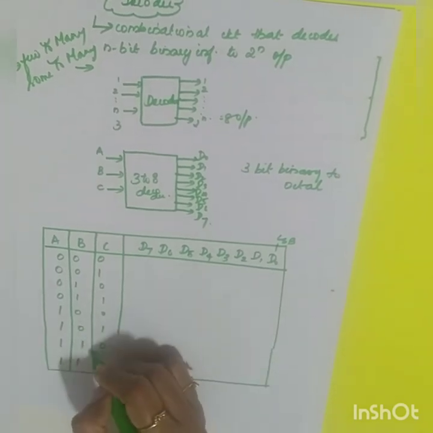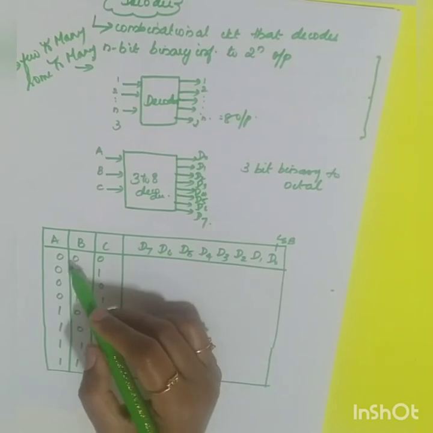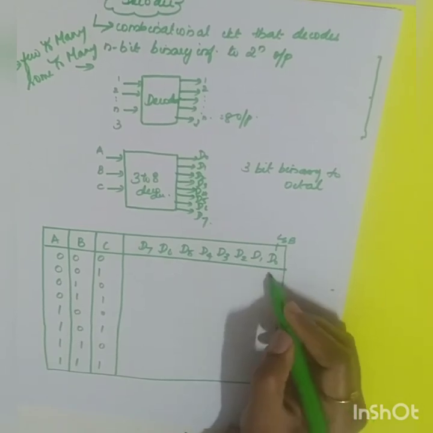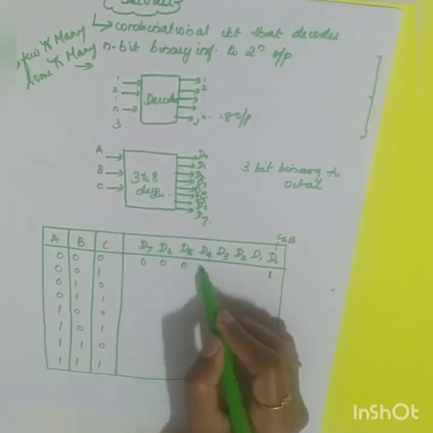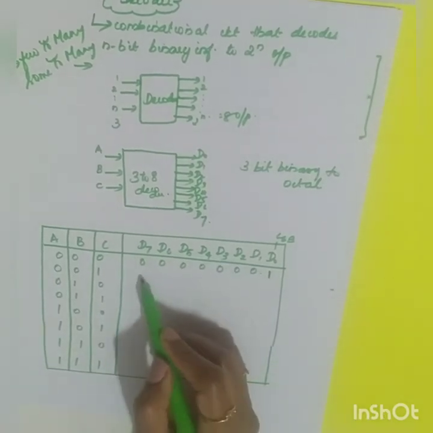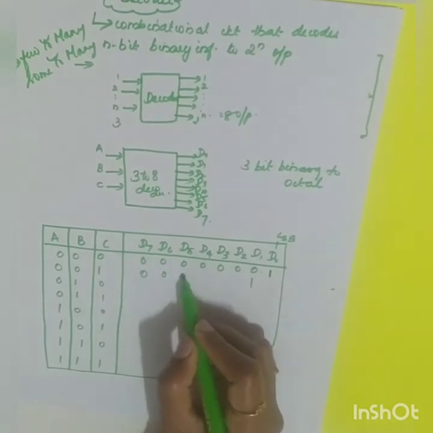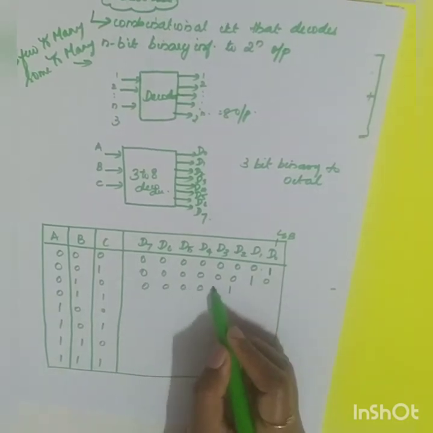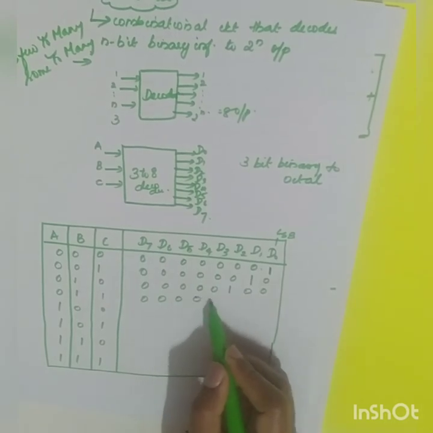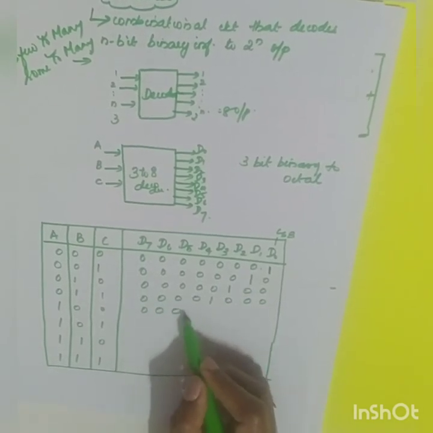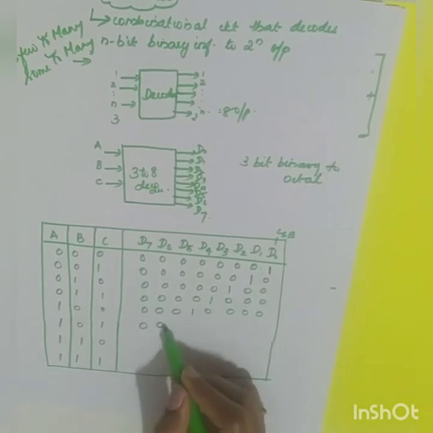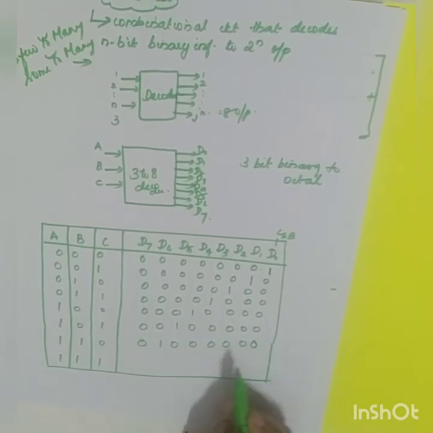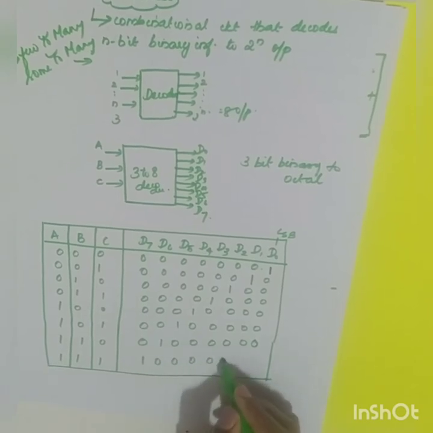So this is going to be your input. What will be your corresponding output? When you have the input binary code as 000, what will you get? Your LSB will be enabled, right? Data D0, 8 bits. In the case of 001, D1. All others will remain 0. Second case D2, third case D3, fourth case D4, fifth case D5, sixth case D6, last case it is your MSB.